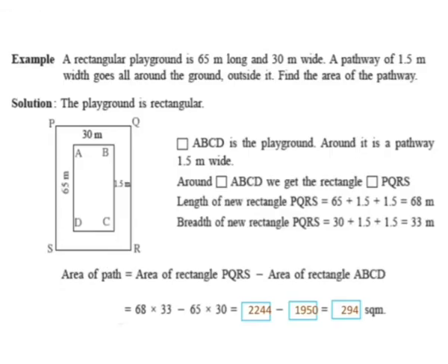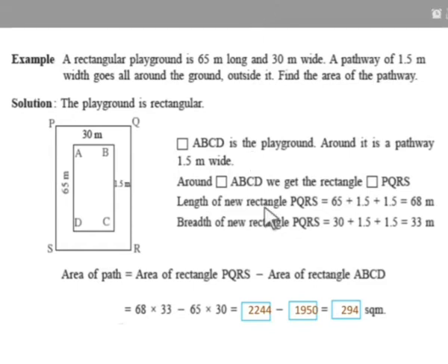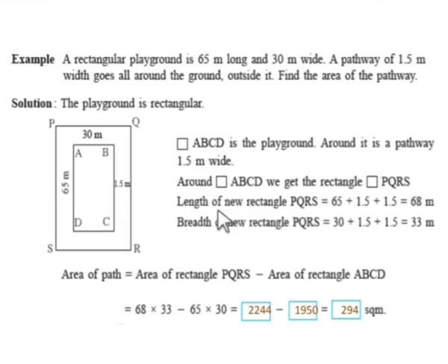Now next example, a rectangular garden playground is 65 meter long and 30 meter wide. A pathway of 1.5 meter width goes all around the ground outside it. Find the area of the pathway. In this example, children, this is the rectangular garden ABCD, whose length is 65 meter and breadth is 30 meter. Here a pathway of 1.5 meter width goes all around the ground outside it. Here the path is constructed outside the playground. Now you have to find the area of the pathway.